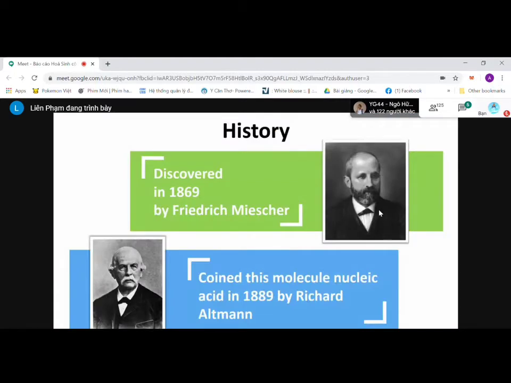But first, I would like to go through the history of nucleic acids. In 1869, Friedrich Miescher discovered nuclein. In 1889, his student, Richard Altmann, coined the term nucleic acid for this molecule.